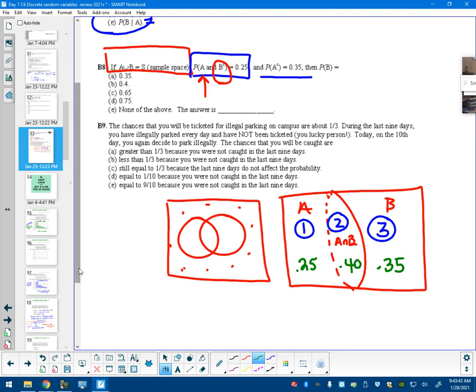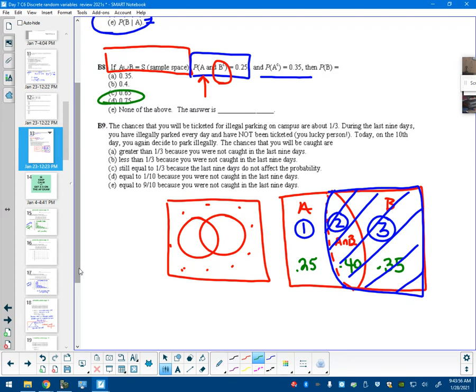Okay, and now it asks, what's the probability you're in B? Well, B is all of this and all of that, so that would add up to 0.75. And that is not the way that Val did it. So what did you do?